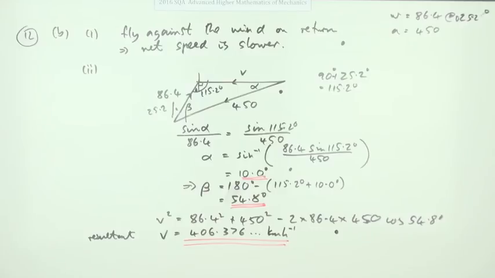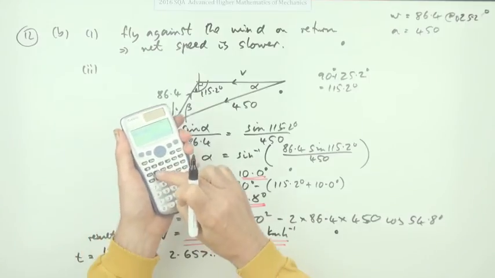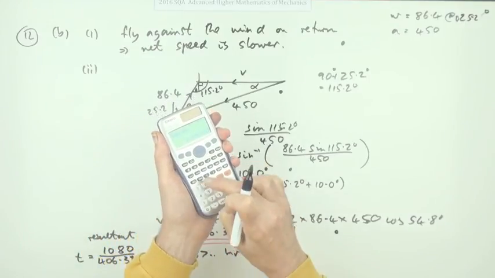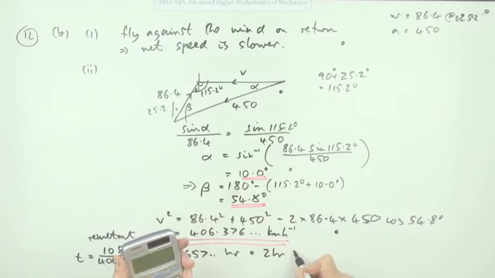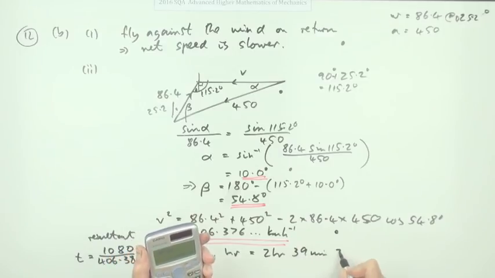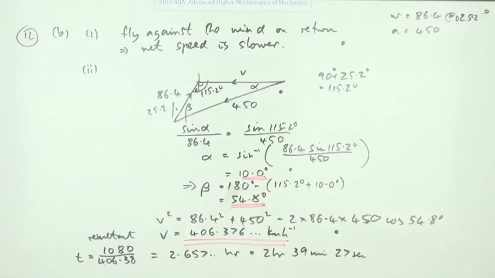Because the question says how much longer, so I'll need to work out the time. Well, the time will be 1080 divided by that, 406.38, but I'm actually just going to use the answer button. So just pressing in answer gives you 2.657 and so on hours. But again, that's no use. I'm just going to press now the degrees, minutes and seconds button here, which is the same as hours, minutes and seconds. And that tells me that's 2 hours, 39 minutes and 27 seconds. But it's said to the nearest minute, so that's going to be 2 hours, 39 minutes.